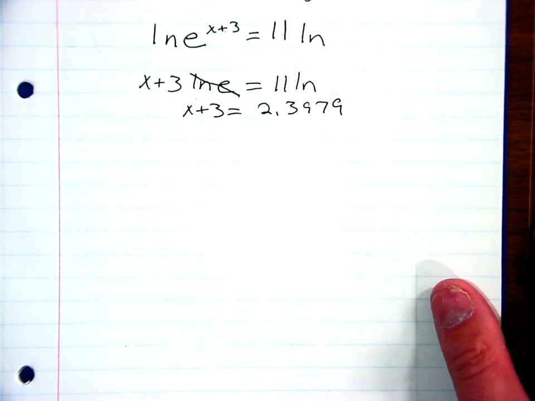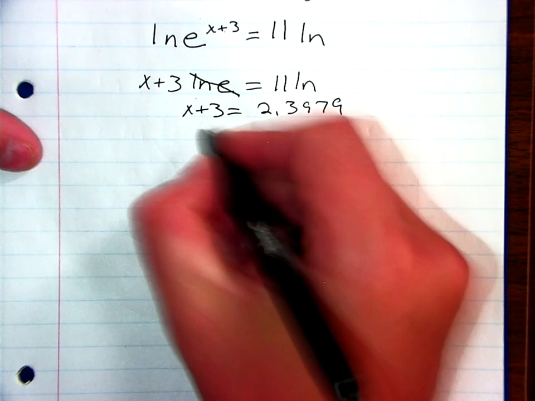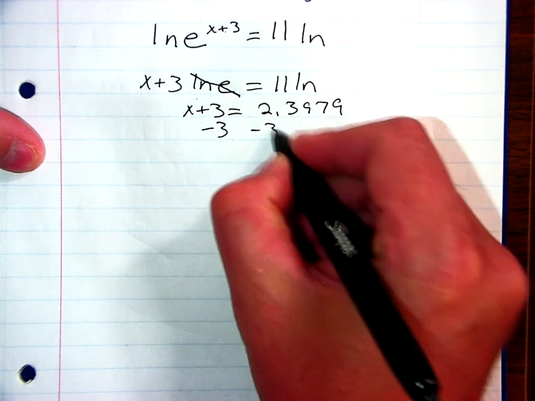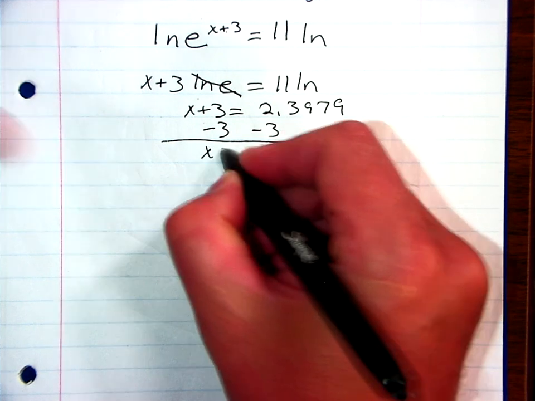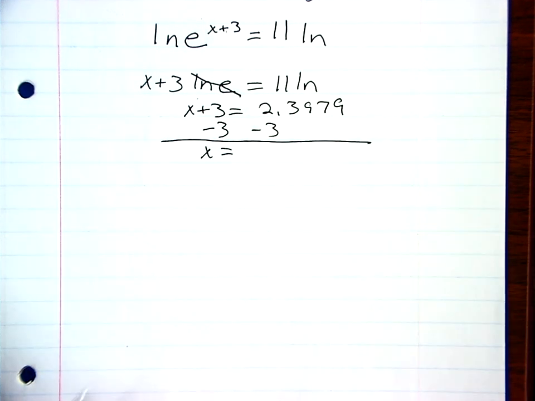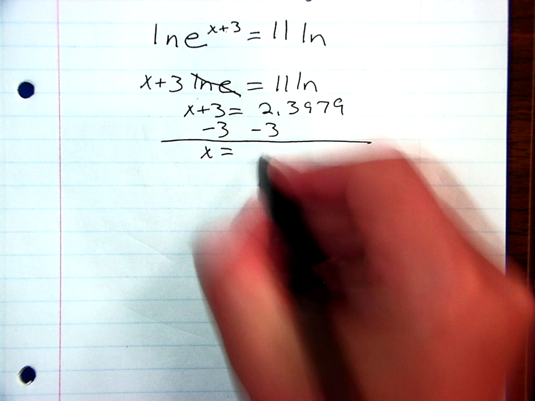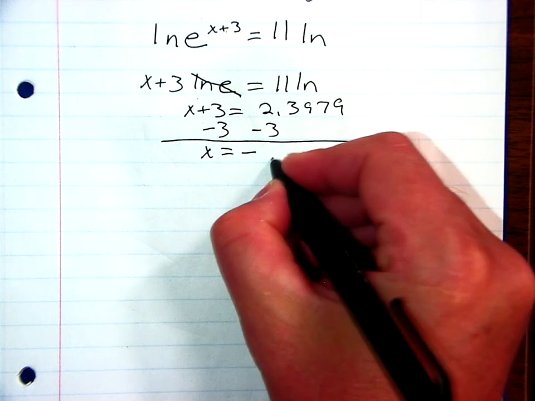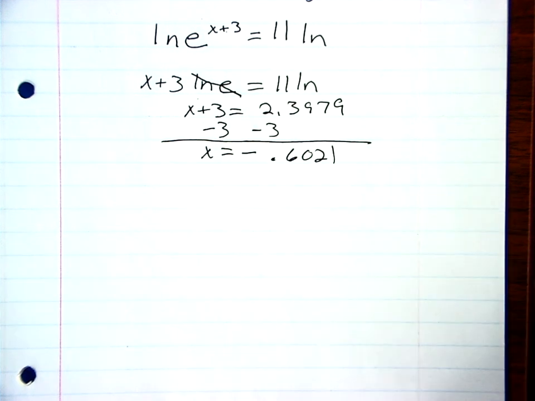Now, how do I get rid of a plus 3? Minus 3, minus 3. x equals -0.6021, and that's your final answer.